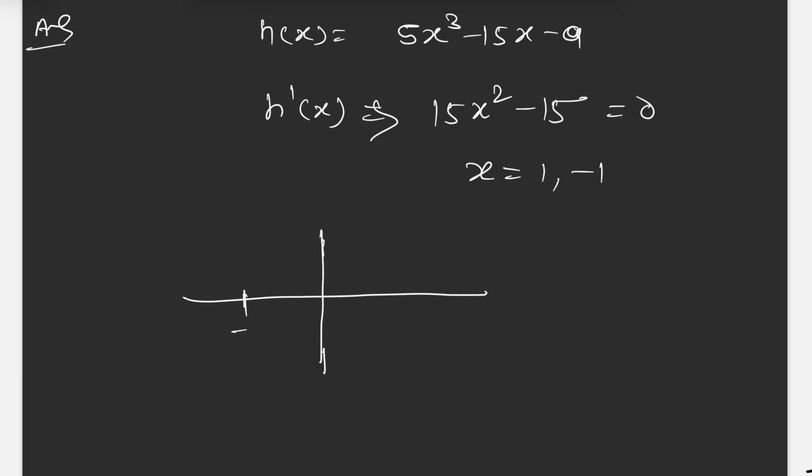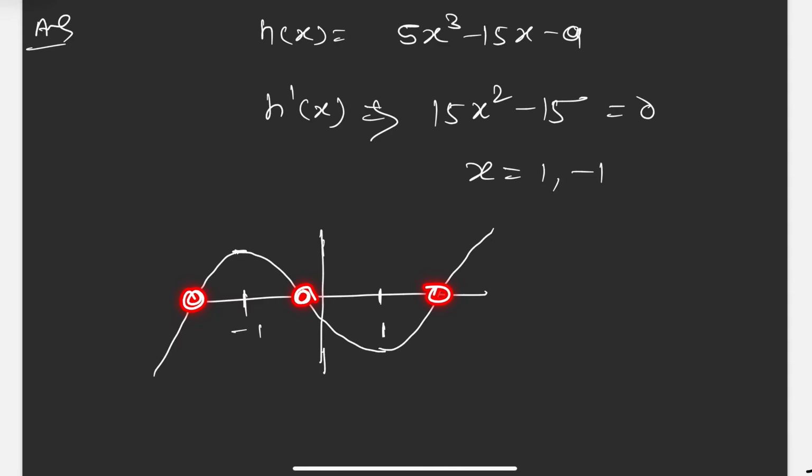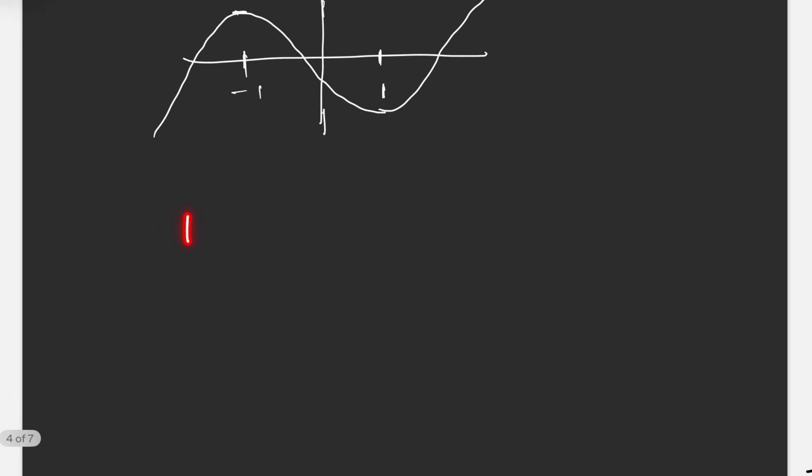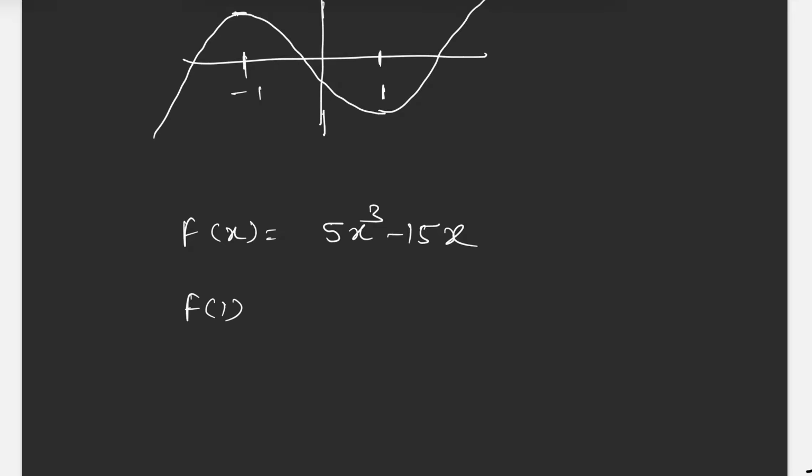So let's say this is minus 1, this is 1. So at minus 1, the function is becoming like this. At 1, also you are getting either maxima or minima. So you will get at least 3 roots, this and this. Now I need to find the value of a for which this equation has 3 distinct real roots. So if I consider my function, let's say f x is 5x cube minus 15x, this. So 5x cube minus 15x. So what is f of 1?